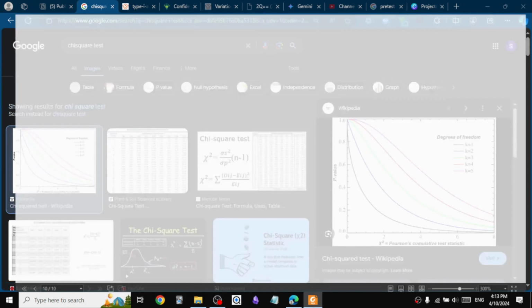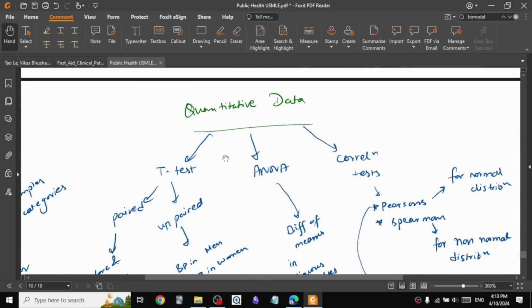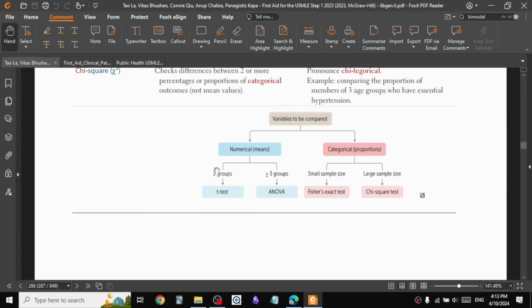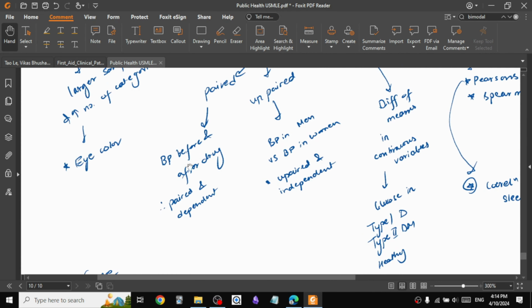So those were the categorical tests. Now what is left? We have the numeric data. What do we use for numeric data? If I have two groups of data, I use the t-test. In the options, they might give you t-test based on pairing and unpairing. What is a paired t-test? The example I've given here is BP before and after a drug. The event is giving the drug, but the two numbers I'm measuring, BP before and BP after, are connected, right? So that is a paired test.